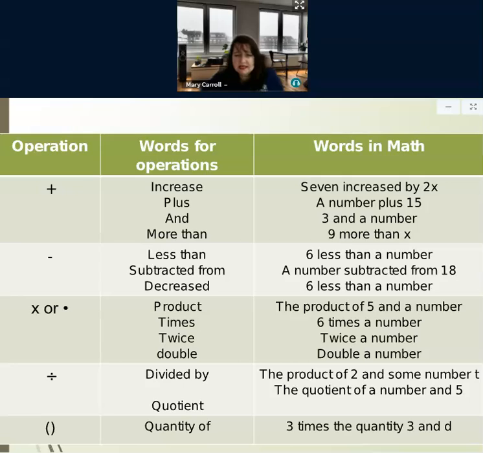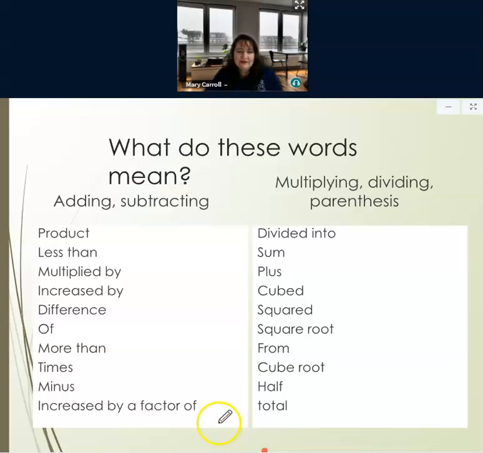You have increase, plus, and then. For minus, you have less than, subtract, from, and decrease. You have all of these. You have product, times, twice, double, and divided by, quotient, and quantity of, okay? So what do these words mean?